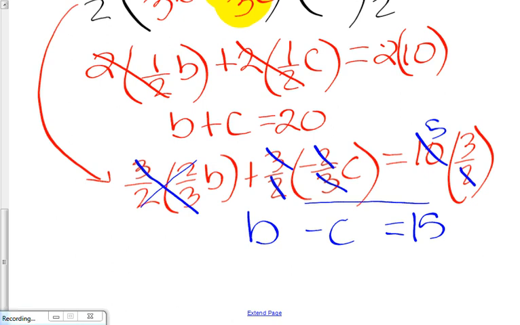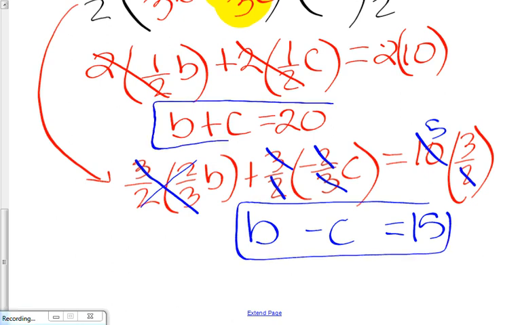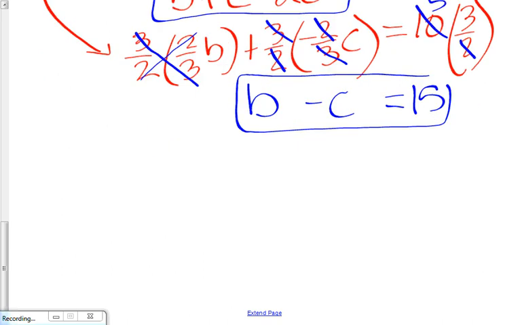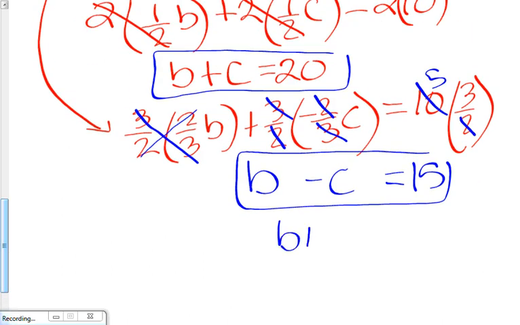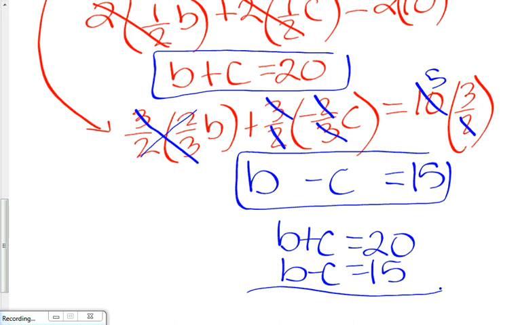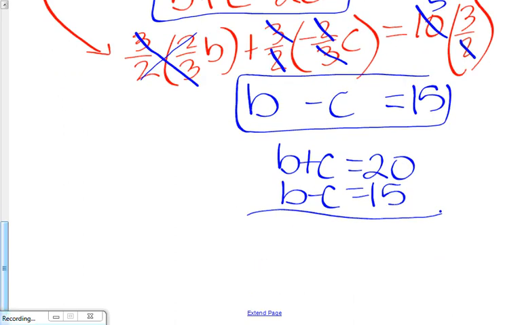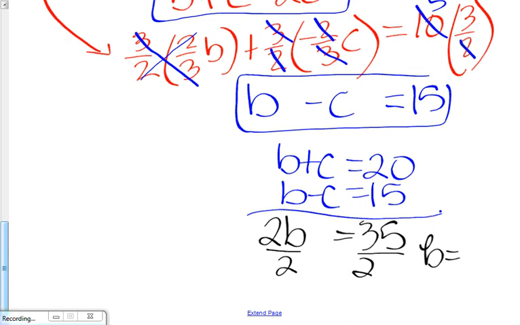So we've got these two. I'm going to stack them up. We've all done the nitty gritty already, so all we have to do is stack them up. I've got B plus C equals 20, and B minus C equals 15. Stack them up. What's B plus B? 2B. C minus C goes away. 20 plus 15, 35. Divide by 2, B is equal to 17.5. Okay.